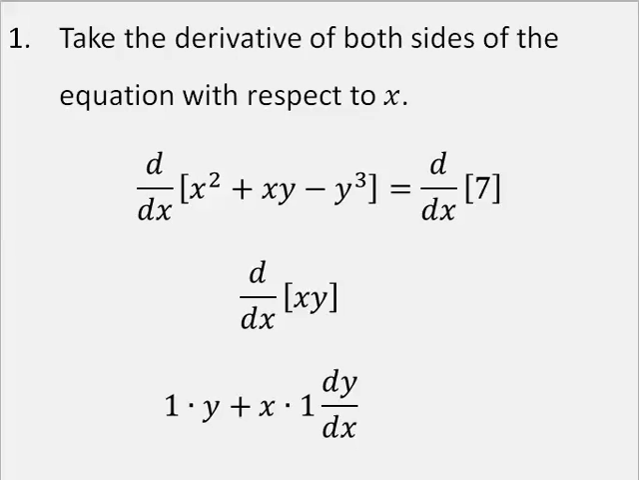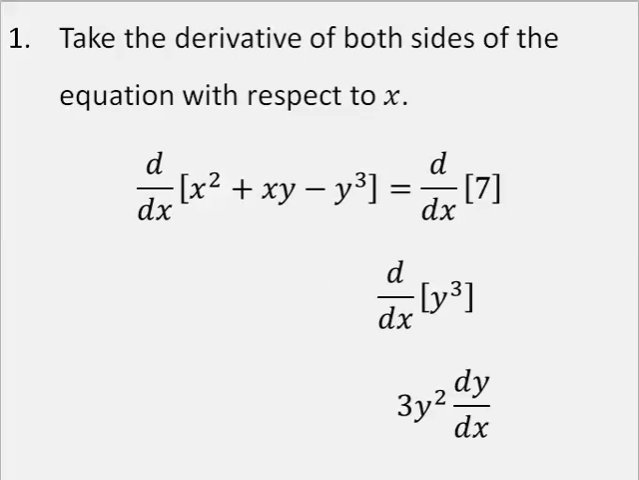Now x times y is a product, so I have to use the product rule. So I'm taking the derivative of a product: the derivative of the first times the second, plus the first times the derivative of the second. The derivative of x with respect to x is just 1. The derivative of y with respect to x is also just 1. But now we have to add the chain rule, dy/dx, because the variables don't match up.